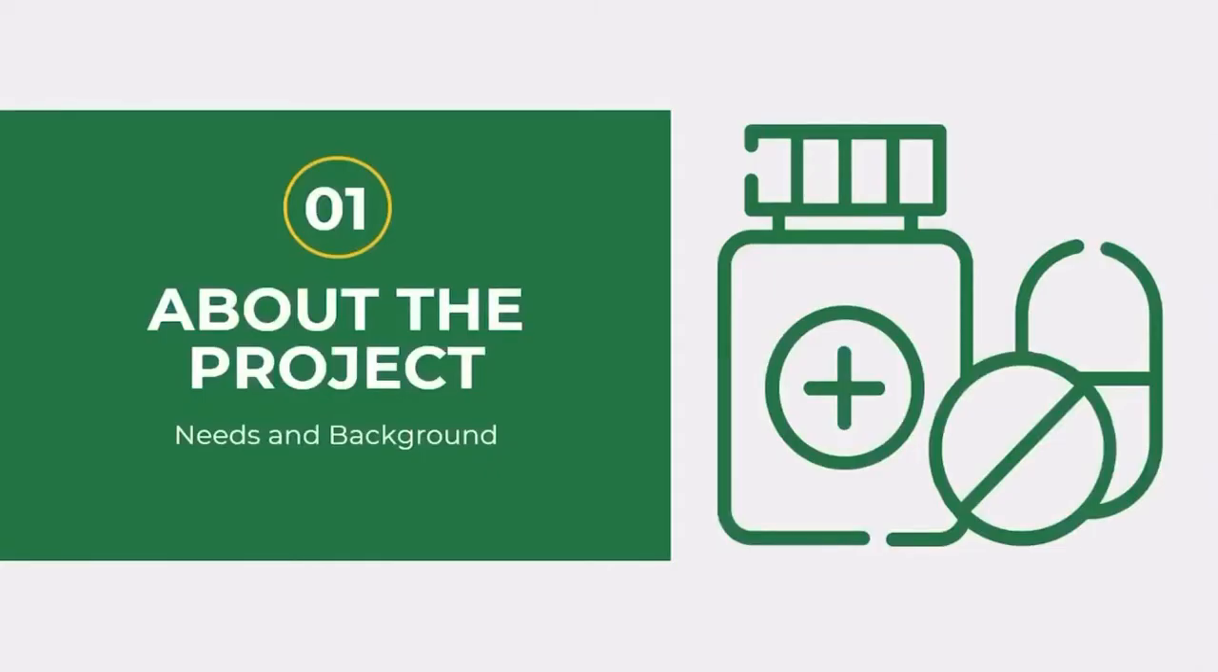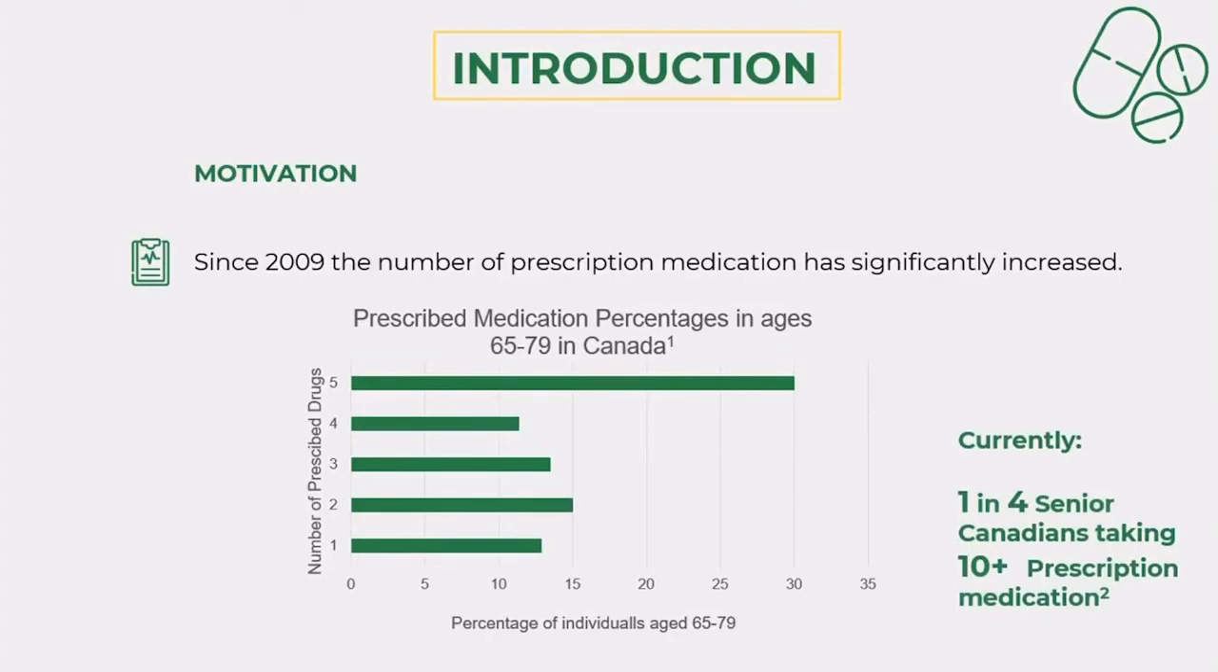Our team has developed a system that can identify and sort given pills based on the size, shape, color, and weight. The need for this project stems from the increasing number of prescription medication that has been observed over the last few years. A study completed in 2011 revealed that approximately 30% of individuals aged between 65 and 79 are taking more than 5 prescribed drugs.